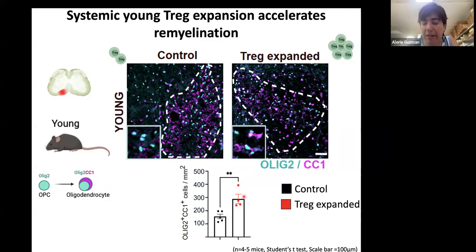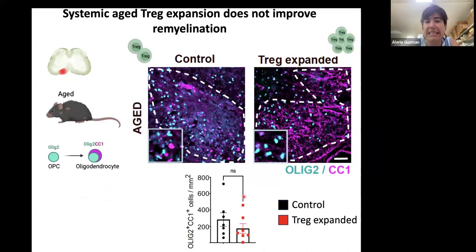So hypothetically, the system is working. So next, we wanted to check whether this was also the case in aged mice. We did exactly the same model, but in this case, it was 15-month-old mice. When we expanded Tregs, we did not see that increase in oligodendrocytes in the lesion, suggesting that even if we have more Tregs, we are still not able to boost the system. Therefore, we hypothesized that there might be something intrinsically impaired in Tregs with age that limits their myelin regenerative capacity.